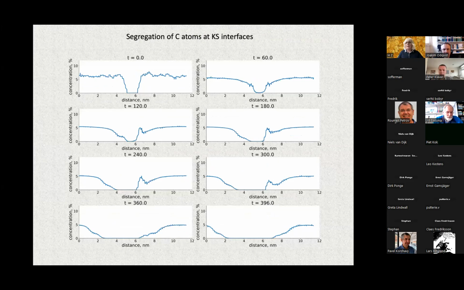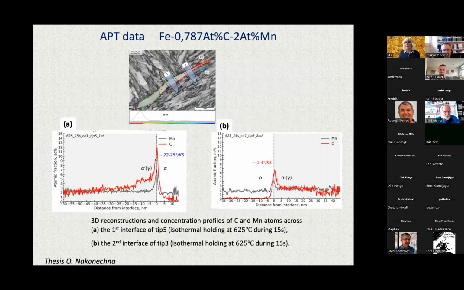And if we do this for the Kurdjumov-Sachs orientation relation, the segregation is much smaller. In this case, it corresponds nicely with the experimental data obtained by our PhD student, Olga Nakoniechna, who studied maybe 100 different tips across the FCC-BCC interface. She confirmed that at the Kurdjumov-Sachs orientation relation, the segregation of carbon atoms is not very high, around 6 atomic percent. However, for the non-Kurdjumov-Sachs, when the interface is quite far from the Kurdjumov-Sachs orientation relation, the concentration of carbon atoms can go up to 12%.